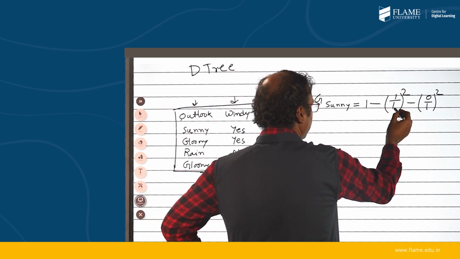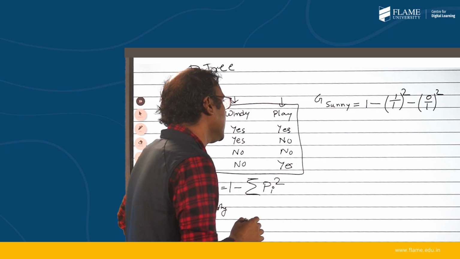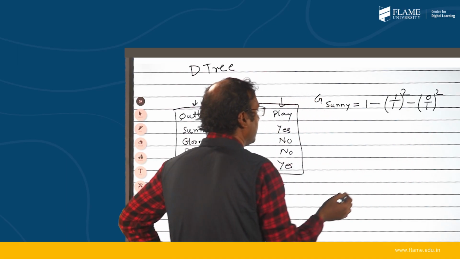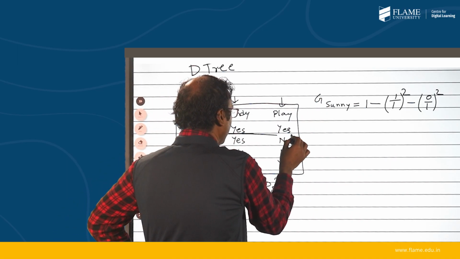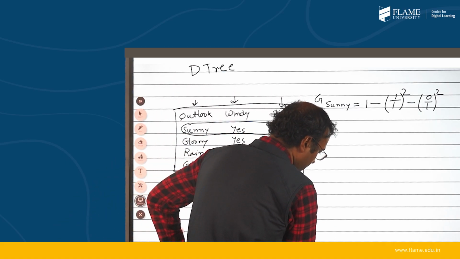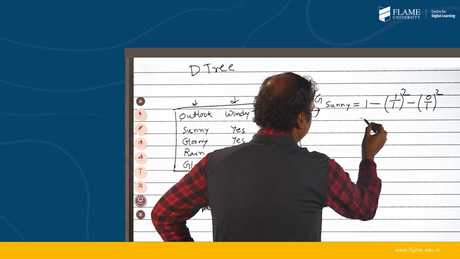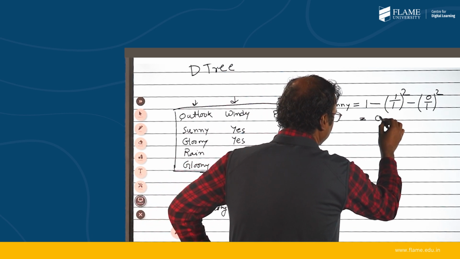So this is nothing but the probability of how many cases you are observing as success, and this is the probability of how many cases you are observing as failure. Because under sunny only one case is available, I have to consider it as 1. So definitely my Gini index for sunny is 1 minus 1, so 0.